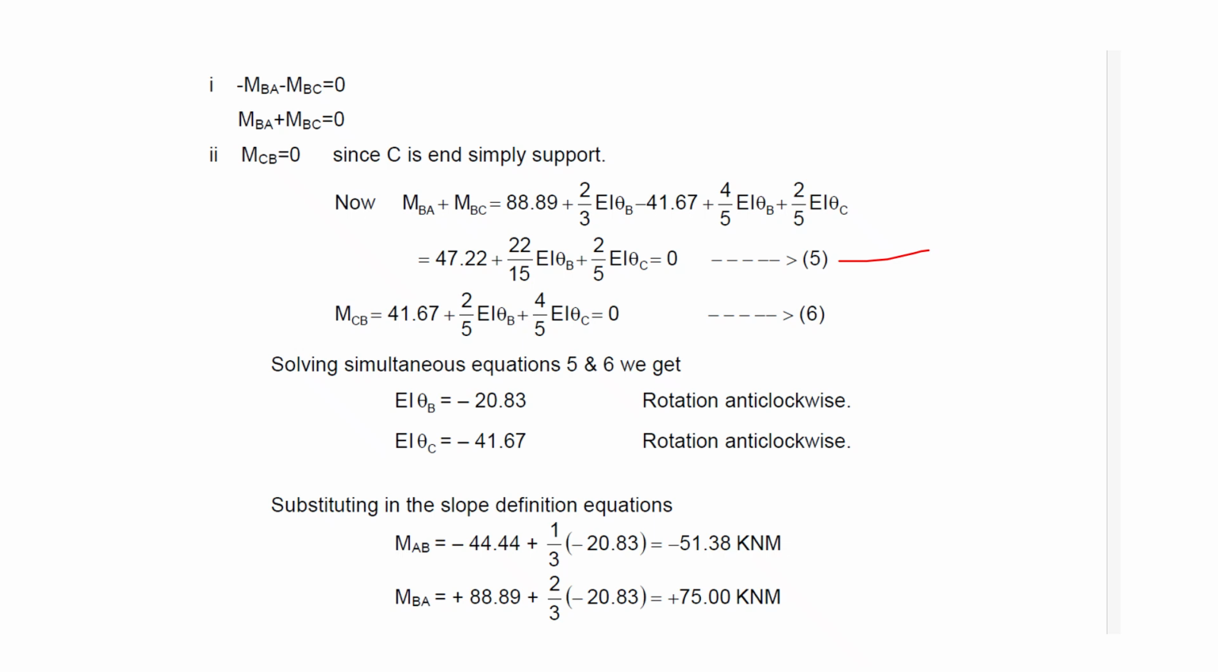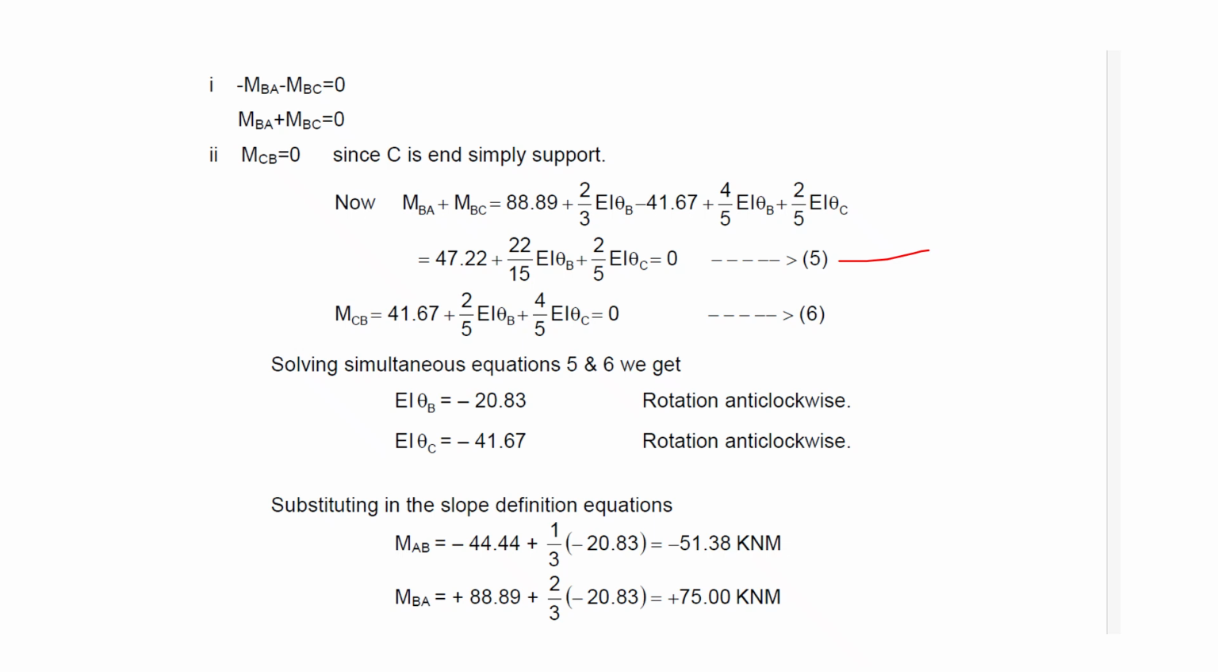Okay. So similarly, you equate MCB equal to 0. Using equations 5 and 6, you can solve for theta B and theta C. Theta B is minus 20.83 by EI and theta C is minus 41.67 by EI. The negative sign indicates rotation is anti-clockwise. After getting theta B and theta C, we can move forward to finding the end moments.